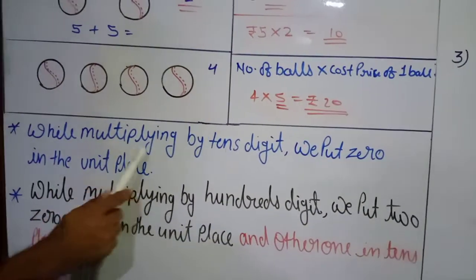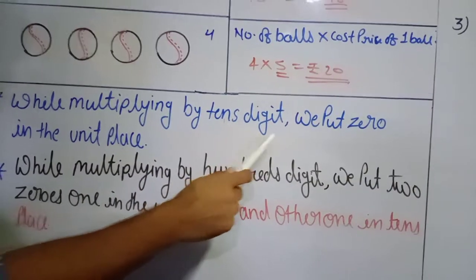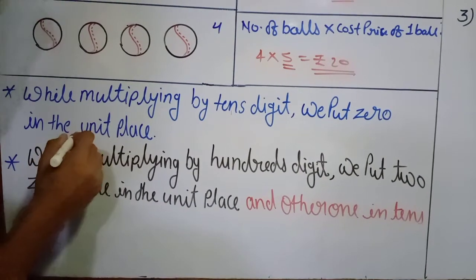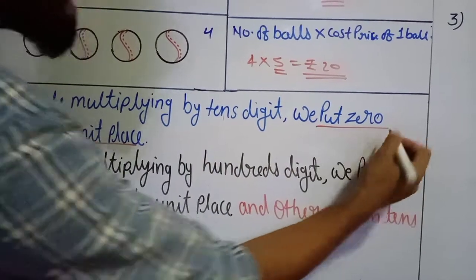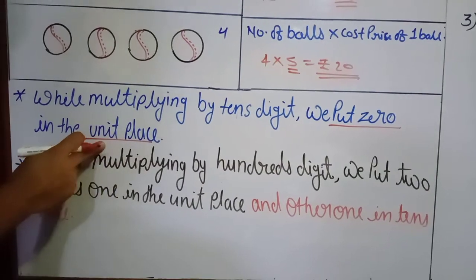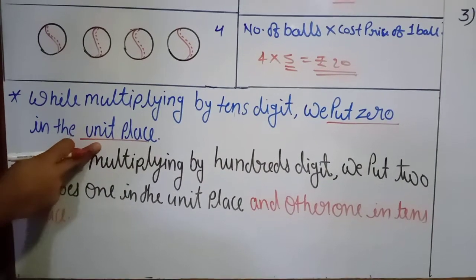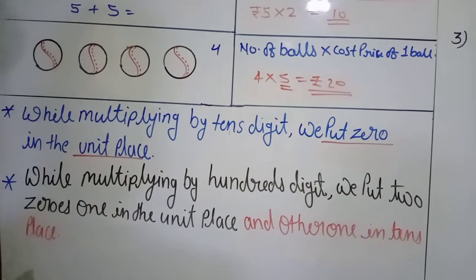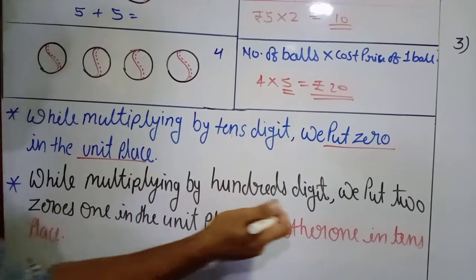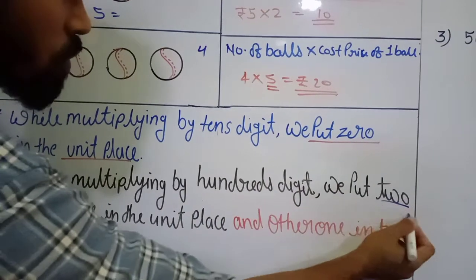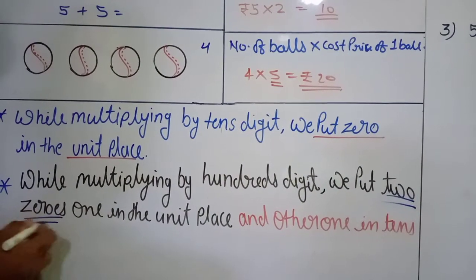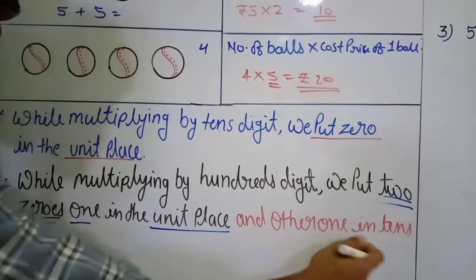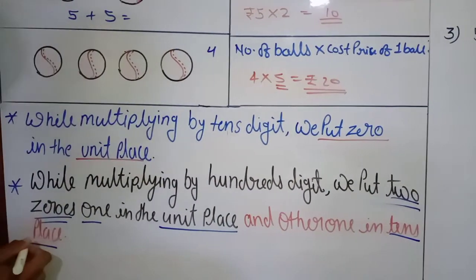While multiplying by the tens digit, we put 0 in the unit place. That means in the next line, at the place of unit, we have to put 0. In the same way, while multiplying by the hundreds digit, we put two zeros, one in the unit place and the other in the tens place.